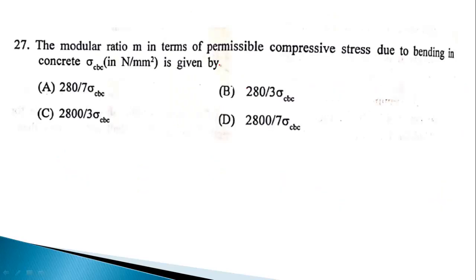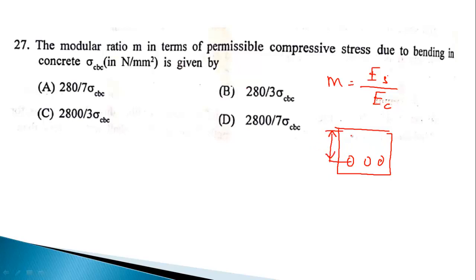Now the next one is the modular ratio, in terms of the permissible stress due to bending in concrete. M is actually ES by EC, which means modulus of elasticity of steel by modulus of elasticity of concrete. It is used for a composite member, for example RCC, one structure with two materials, concrete and steel. So for this type of composite structure, a modular ratio term comes into action.